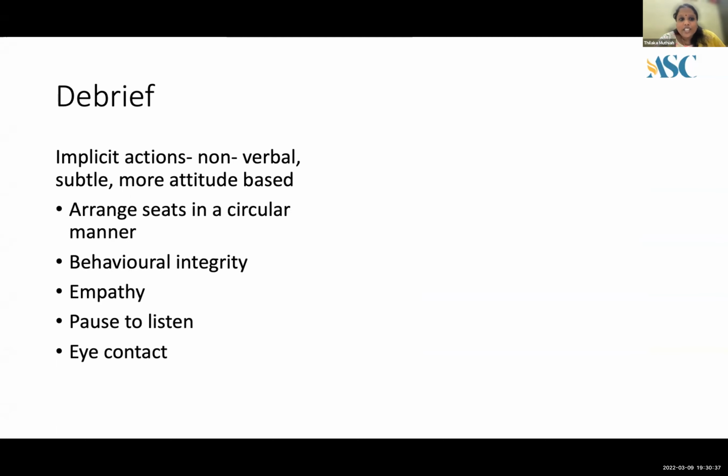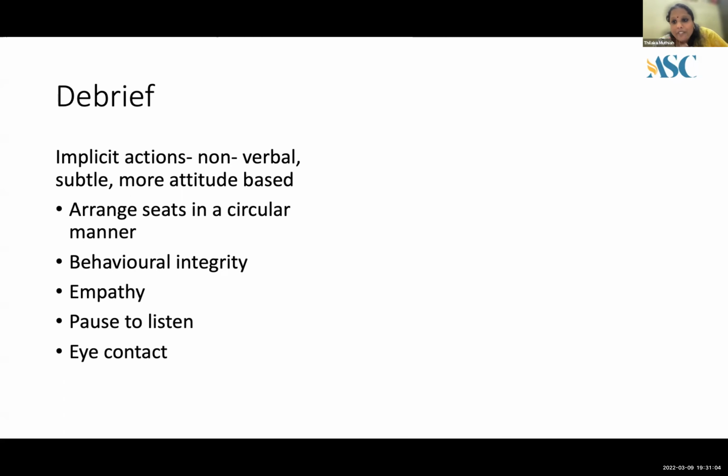Like Dr. Indu had already shown, an arrangement of seats in a circular manner kind of breaks hierarchy, because the teacher sits here, the student sits on the opposite side. But when it's a circular arrangement, everybody becomes an equal. So the seating arrangement itself will make them feel, the learners wouldn't know, but these are all things that they will start feeling once they are made to sit in a circular way.